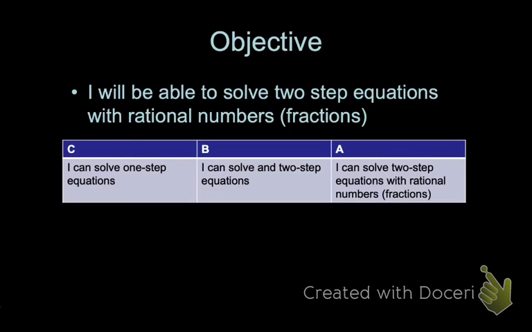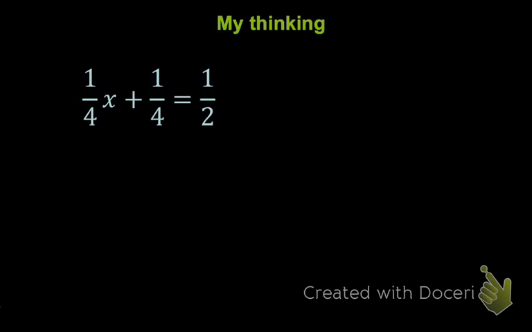Our second objective today is: I will be able to solve two-step equations with rational numbers, aka fractions. All right, so same process as solving an equation. Put the line down the middle, and we first undo the adding or subtracting. So I'm going to subtract 1/4 from both sides.